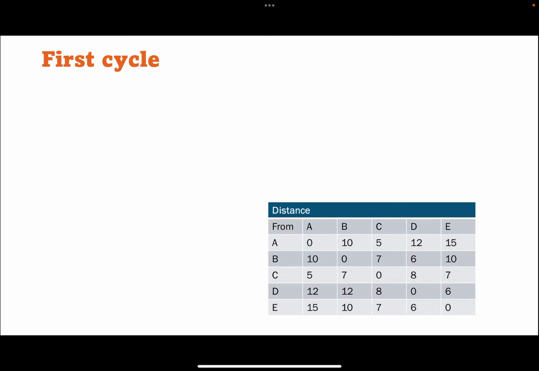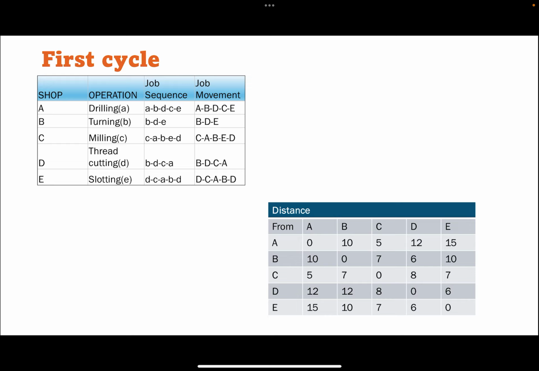So let us look at the first cycle. In this cycle, we have placed operation small a in shop capital A, and B to B, C to C, D to D, and E to E. So we have placed the operations in the respective shops. The job sequence is A, B, D, C, and it will not change, as it is given in the question. Since these jobs are placed in these shops, the job movement will be capital A to B to D to C to E, and it goes on like this. If you place A in B, then this will be different.